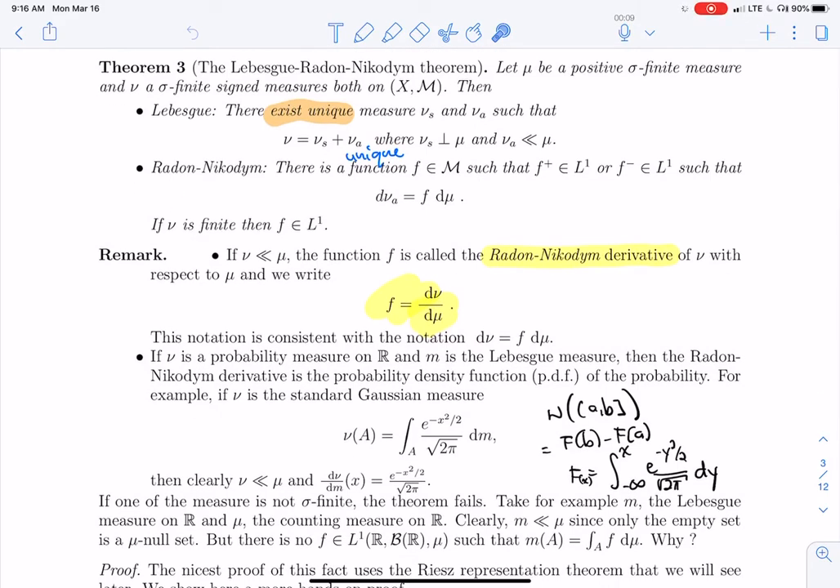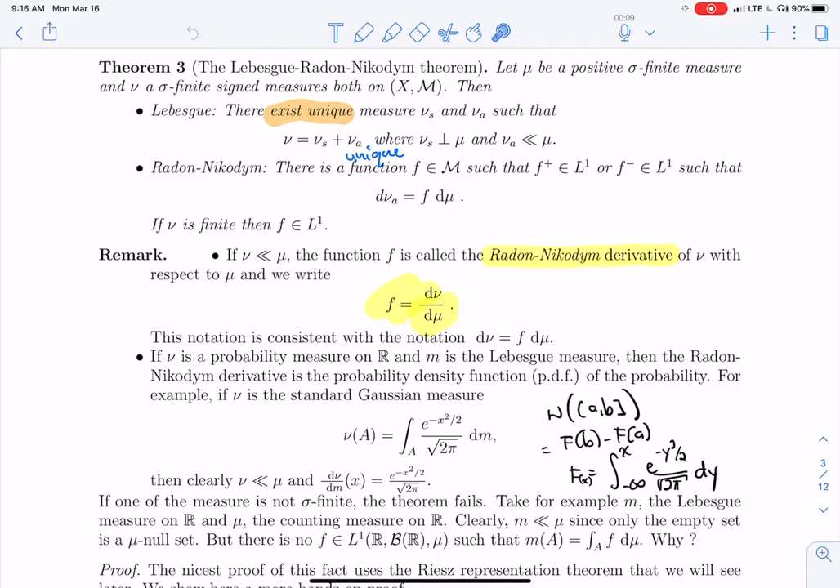And then what happens is, with the absolutely continuous part, it turns out that there is a function f such that this absolutely continuous part is given by the integration over the function f with respect to mu. And since it's a signed measure, it can only take one value, plus or minus infinity, so one part has to be in L1 at least, and if you have both parts in L1, then the measure is finite.